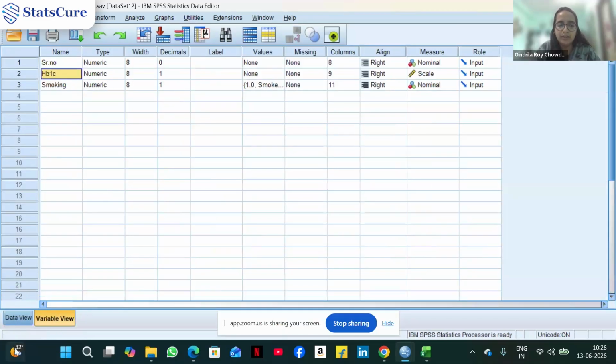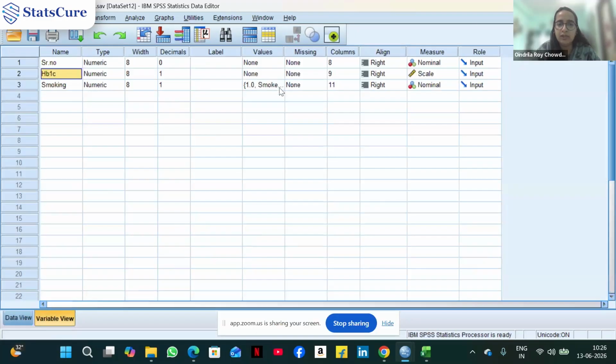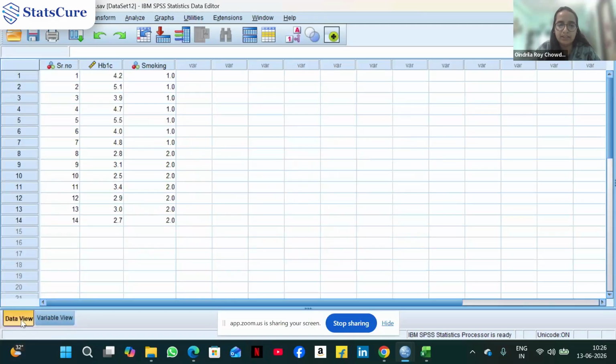After that, suppose I have written 1 for smoking cases and 2 for non-smoking cases. In variable view, I have changed the values: value 1 I have assigned as smoker and value 2 I have assigned as non-smoker. After that, I click OK. And in such a way, my data value is like that only.